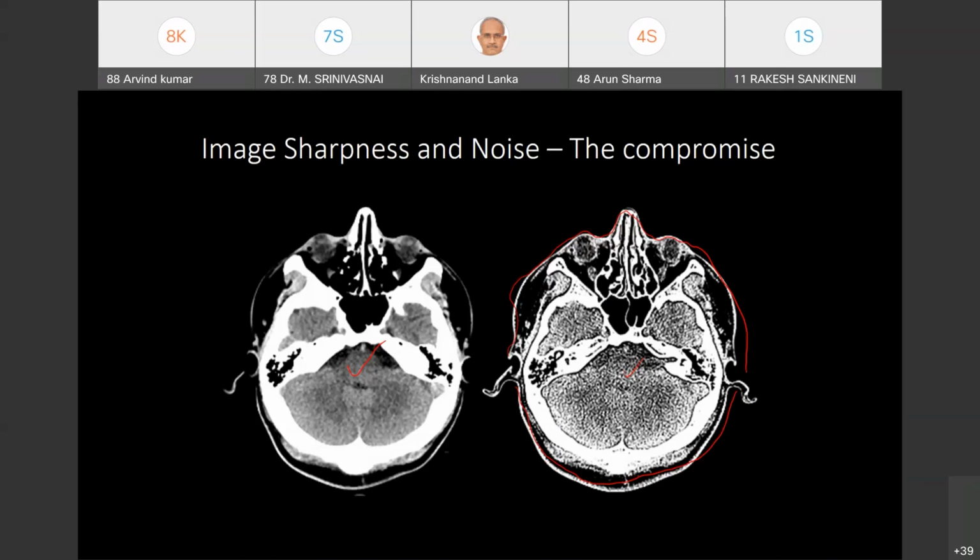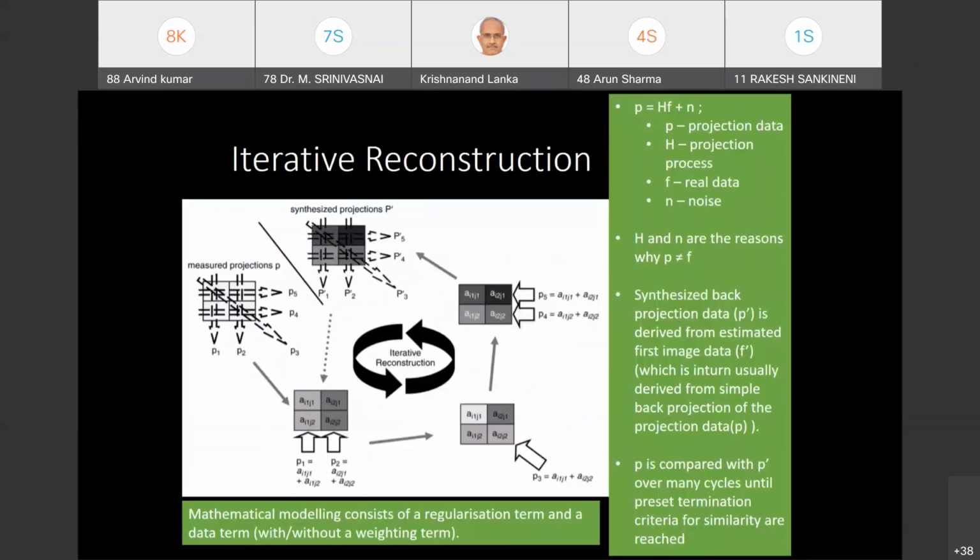So here what we do is, you have to make a trade-off between sharpness and noise. Depending on your interest, if you are interested in muscle, have sharpness. If you are interested in bone, maybe noise is also okay. So depending on the ultimate use with which you are going to use these slices and reconstruct them, depending on that you do it.